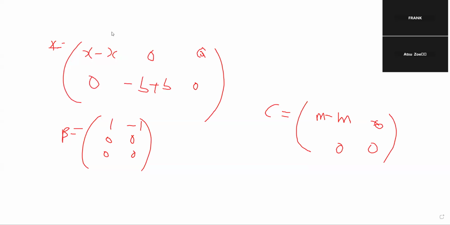So A and C. Because x minus x is 0, and negative b plus b is 0, and m minus m is also 0. So once the entries are all 0, then that's a zero matrix. For a zero matrix, all the rows and columns must be zero. Yes, all entries are zeros. If there's even one entry which is not zero, it is not a zero matrix.